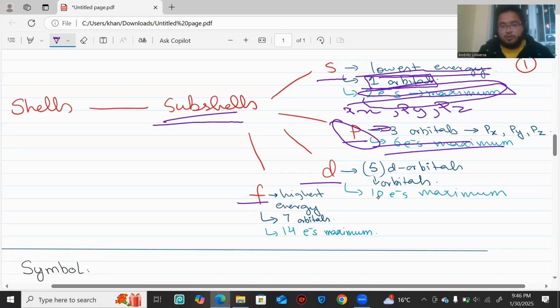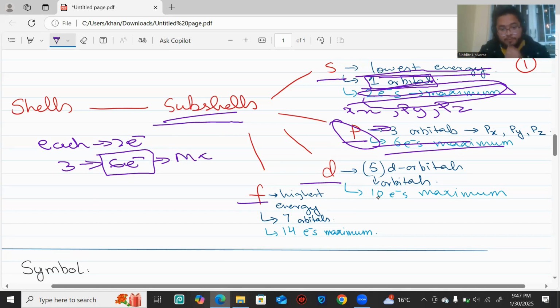As each orbital can have two electrons, and there are three orbitals, they will have six electrons. So the maximum number of electrons that can be in it is six. Now there is a subshell which has five orbitals, five d orbitals.